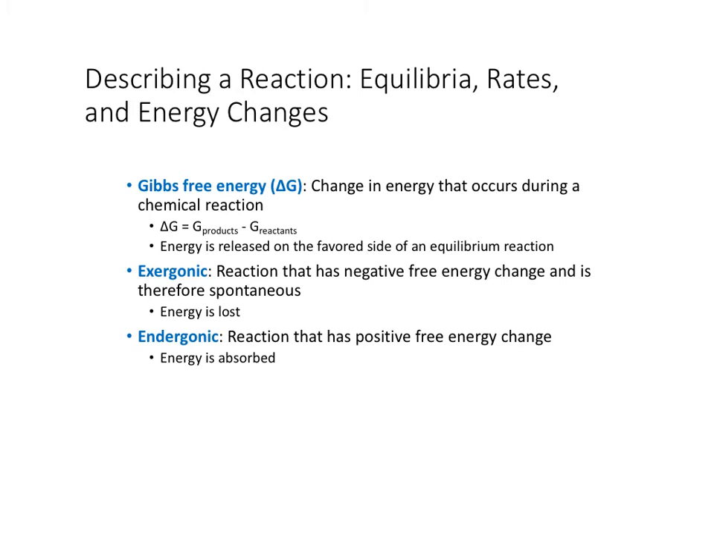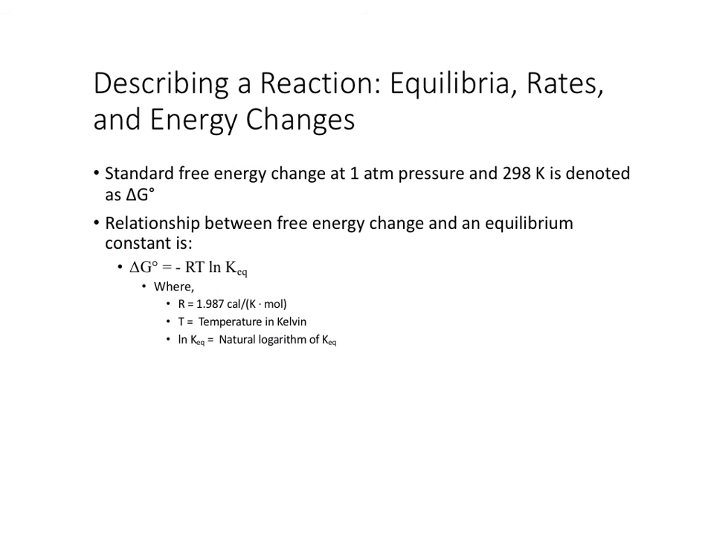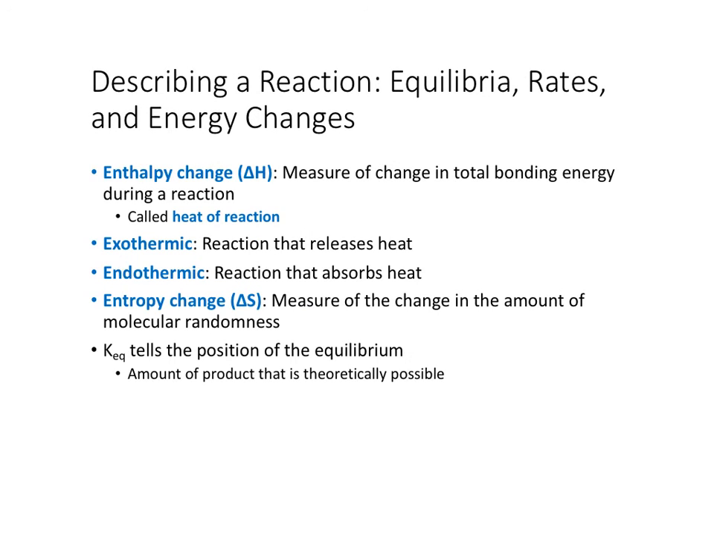Now, in general chemistry, you learned about Gibbs free energy, which tells us whether or not a reaction is spontaneous. And exergonic reactions are reactions that are spontaneous and correlate to a negative delta G. And endergonic reactions are reactions that are non-spontaneous, and those correspond to a positive delta G. Delta G can also be correlated to the equilibrium constant that we talked about using this equation. Now, in the delta G equation, delta G is equal to delta H minus T delta S.